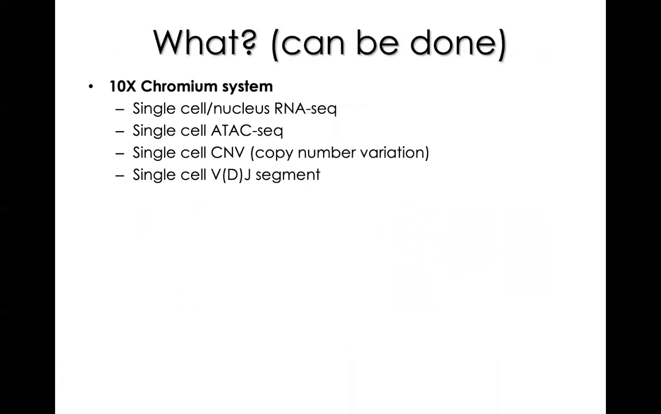The next part I want to go through a little bit is what we can do using the single cell analysis, or the 10x machine that we have. The 10x system currently supports several different applications: single cell and single nucleus RNA sequencing, single cell ATAC-seq, single cell copy number variation, and single cell VDJ analysis for the immune system.